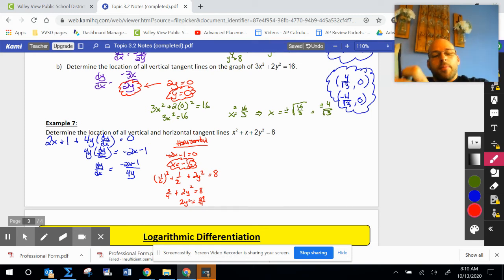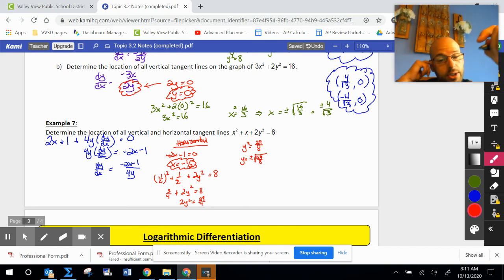Okay, let me double check on my calculator here. I don't want to put something up that's wrong. Yeah, 29 over 4. Divide by the 2, which gives me y squared equals 29 over 8. Square root both sides. I get y equals plus or minus the square root of 29 over 8.